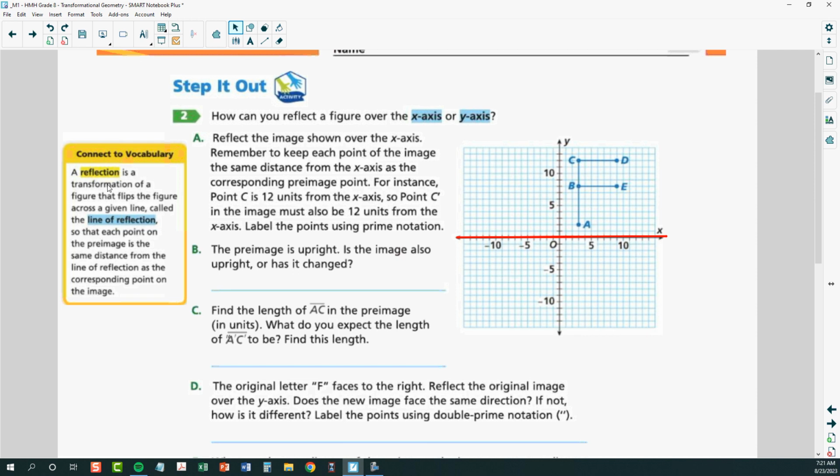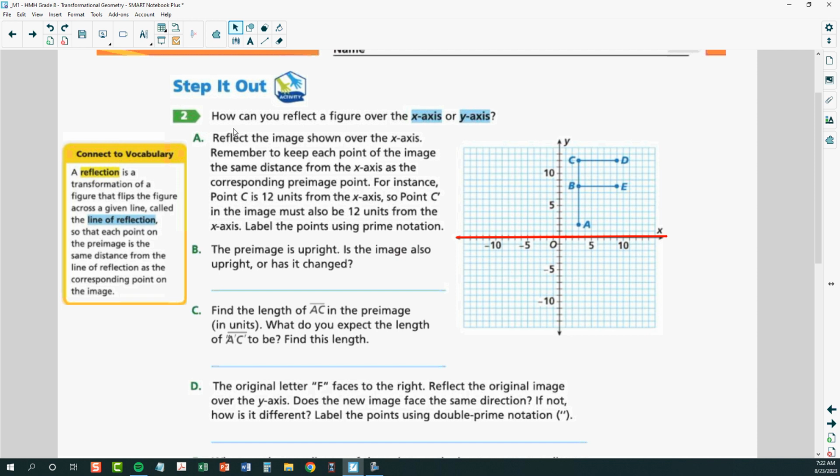A reflection is a transformation. Now, remember, a transformation is a change, okay? Change of an object or change of a figure. A reflection is a transformation of a figure that flips the figure across a given line called the line of reflection, so that each point on the pre-image is the same distance from the line of reflection as the corresponding point on the image. Remember, pre-image is the original, the image is the changed figure.